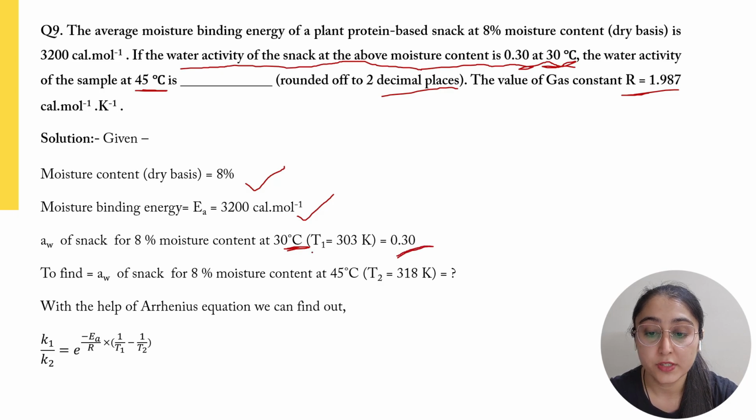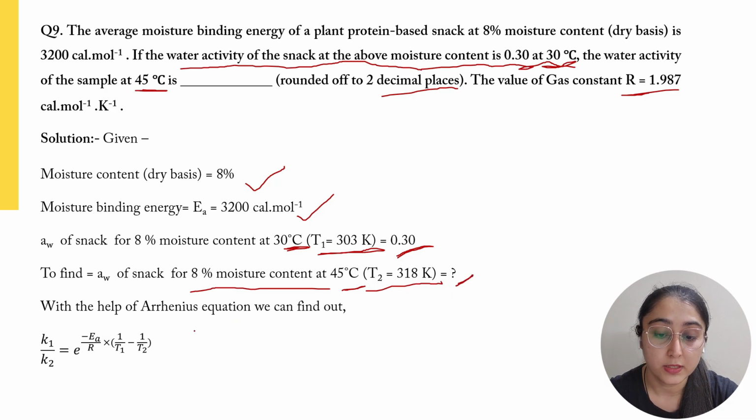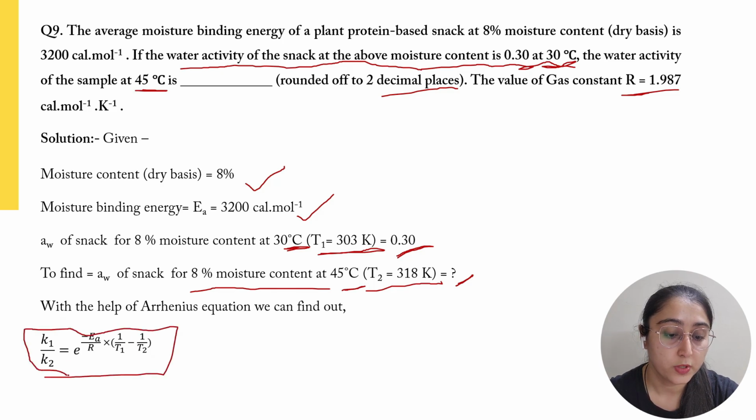So 30 degrees Celsius in Kelvin comes out to be 303 Kelvin, and what we need to calculate is the water activity for the same 8% moisture content snack at 45 degrees, which becomes the T2, 318 Kelvin. We need to find out this water activity value. Now we can find this out using the Arrhenius equation. So we will be using this equation, substituting all the values.